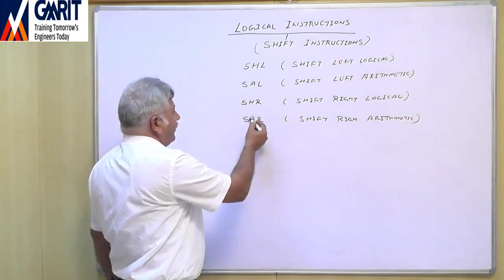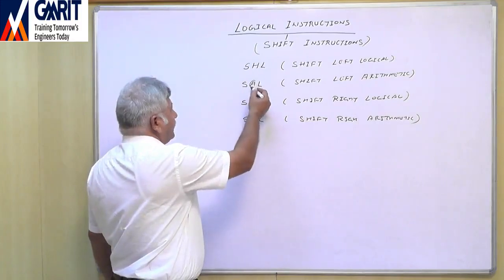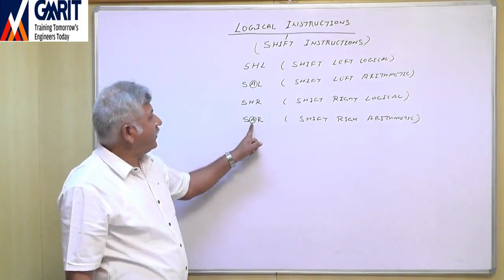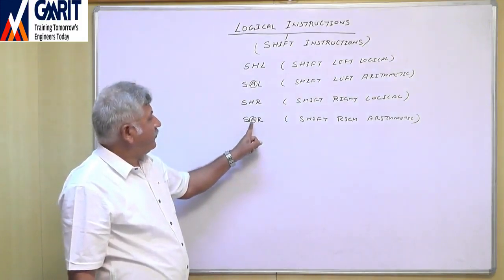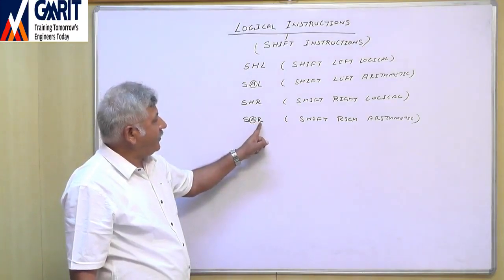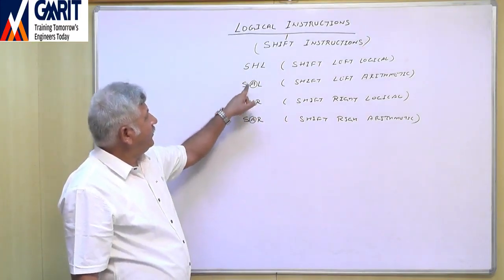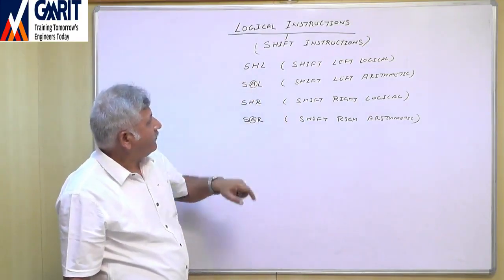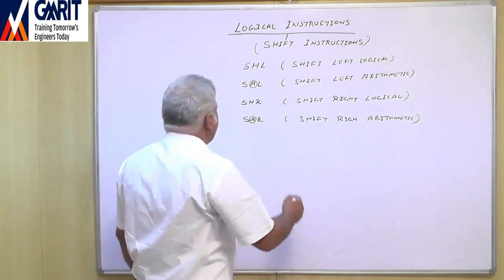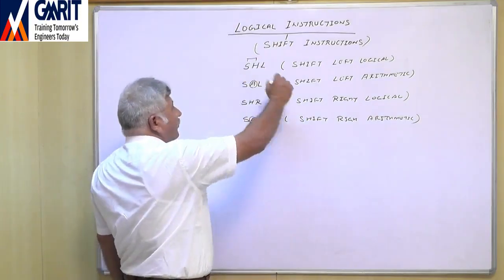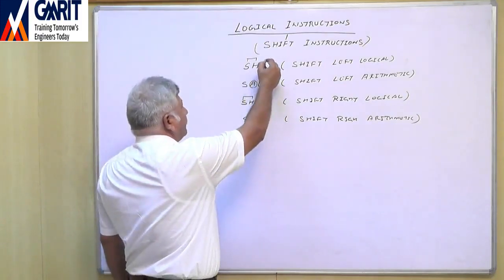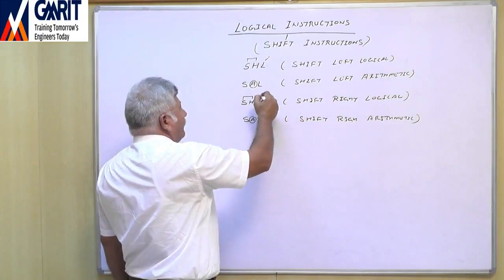So the A in this opcode indicates that this is arithmetic shifting. R indicates right side arithmetic shift, and here L indicates left side arithmetic shift. And in SH, this is logical shift. SH is logical shift. L means logical shift left and R means logical shift right.